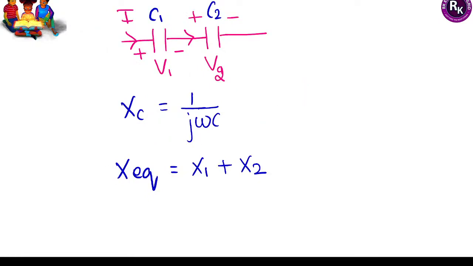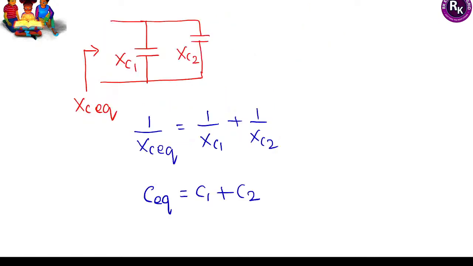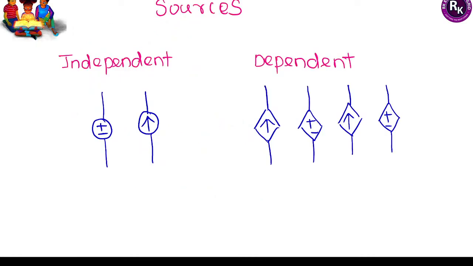Next, if I am talking about capacitive reactance, XC is equal to 1 by j omega C. This will be the total equivalent value. Now, if you are replacing it in terms of reactance, then this is the formula for the C equivalent value of series connected capacitors. Next, if two capacitors are connected in parallel, then this is the formula to obtain the X equivalent. From this, if you observe, C equivalent will become C1 plus C2.